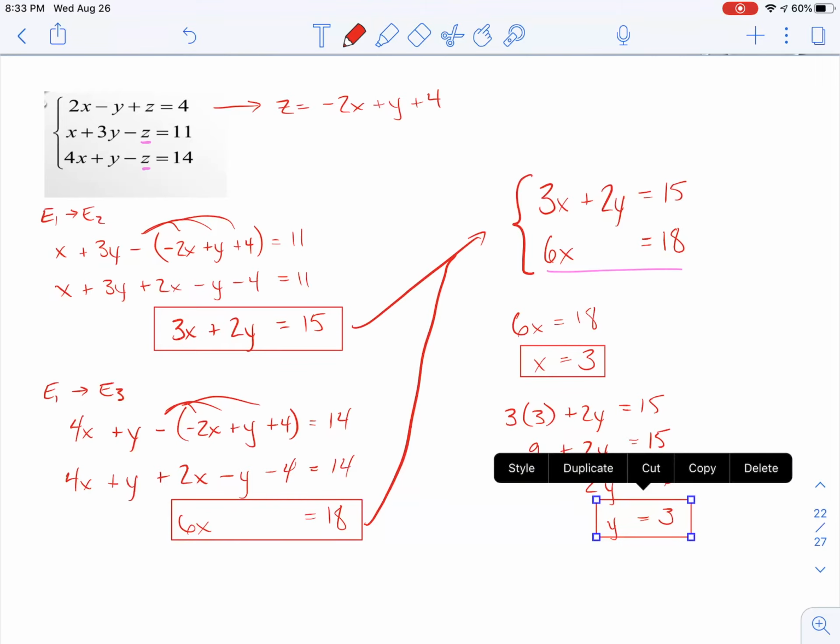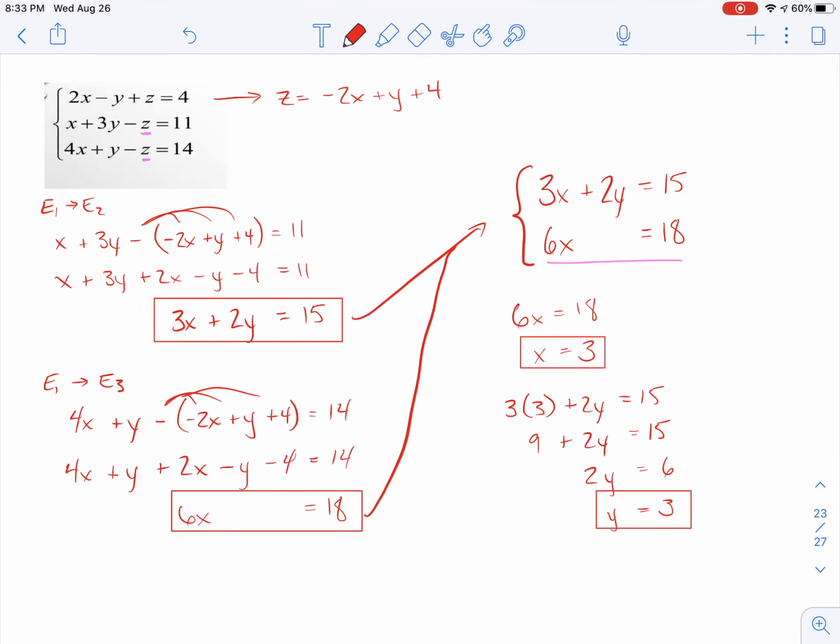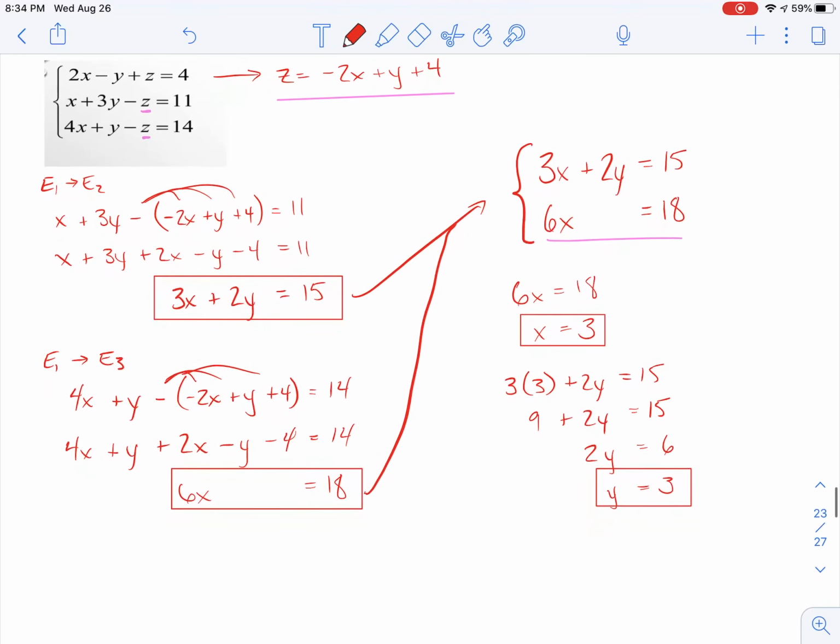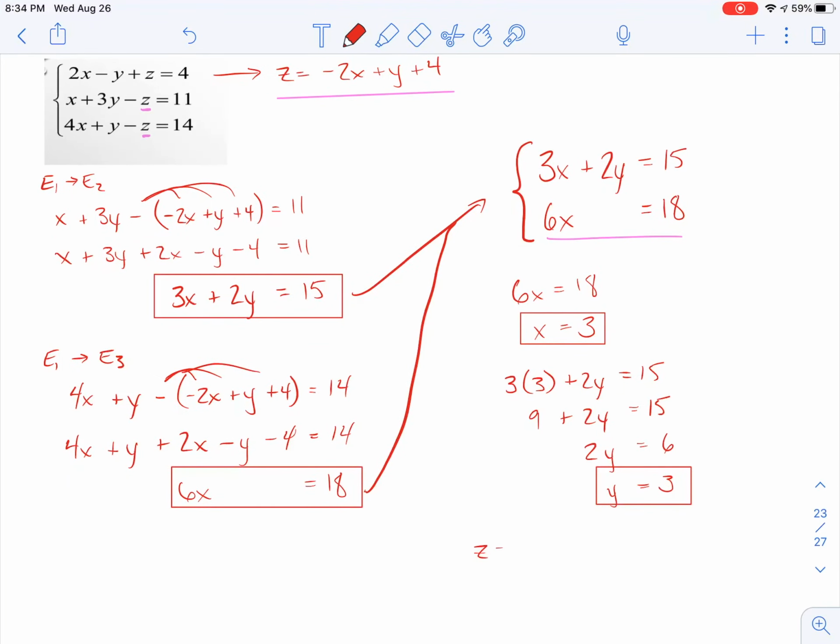And then last but not least, now that I have both x and y, I'm going to use one of my equations from the original problem. And since I did substitution, this equation that I solved for the variable that I substituted is already solved for that last missing variable. So I'm going to use it to my advantage. So here I'm going to have z equals negative 2 times x, which is 3, plus y, which also happens to be 3, plus 4. So when I simplify, I'm going to have z equals negative 6 plus 3 plus 4, or z equals positive 1.